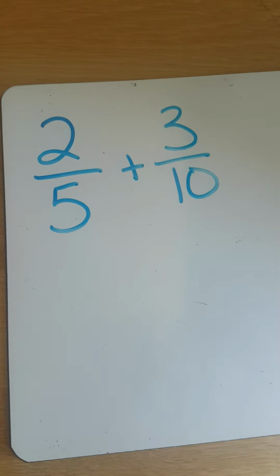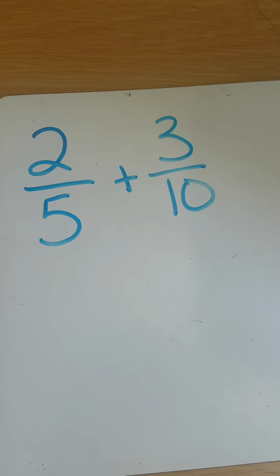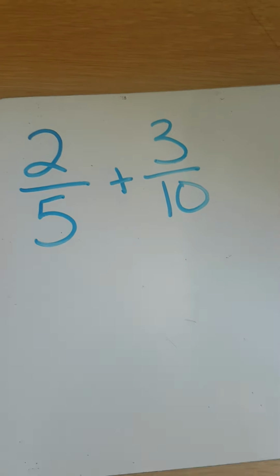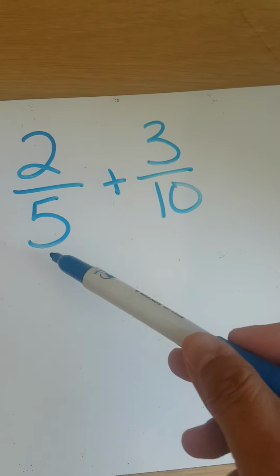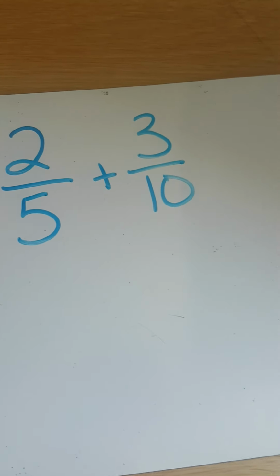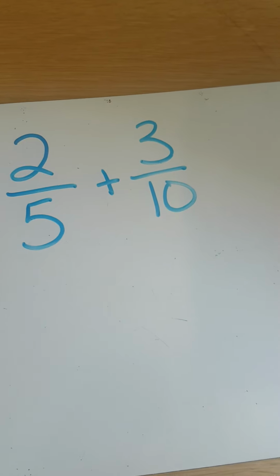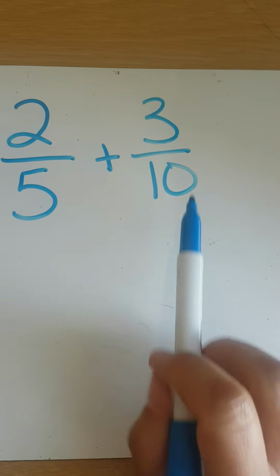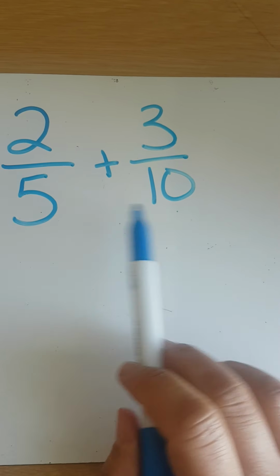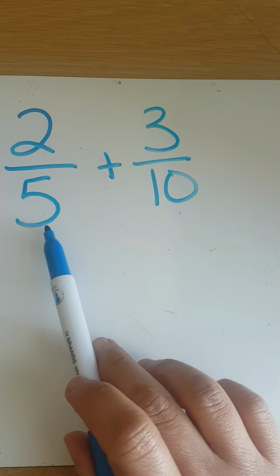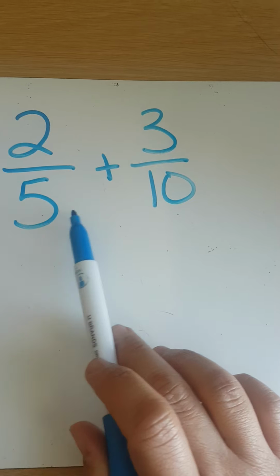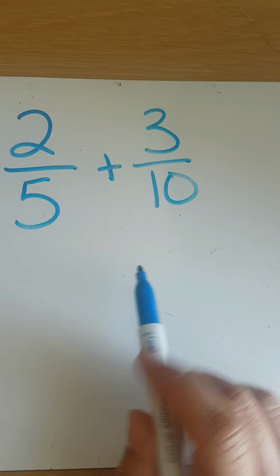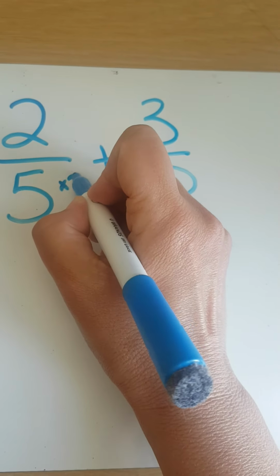All right. When you are adding or subtracting fractions, the same rule applies: you have to have a common denominator. What do 5 and 10 have in common? Well, I hope you see that they both have 10 in common, so this fraction doesn't have to change, but this one does. So I ask myself, 5 times what equals 10? Well, it's 5 times 2.